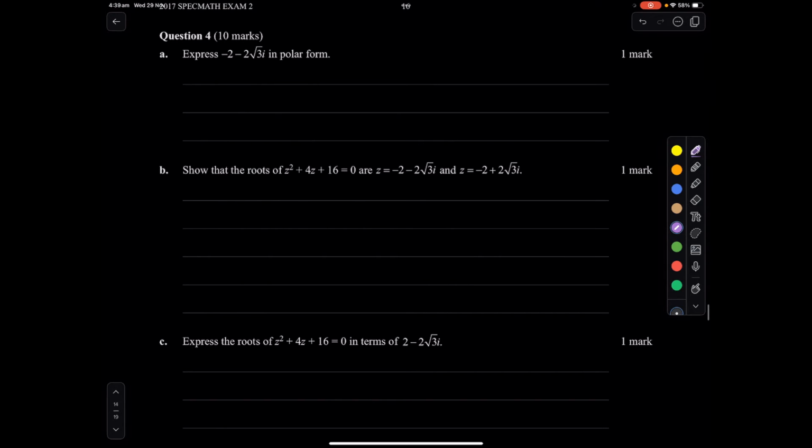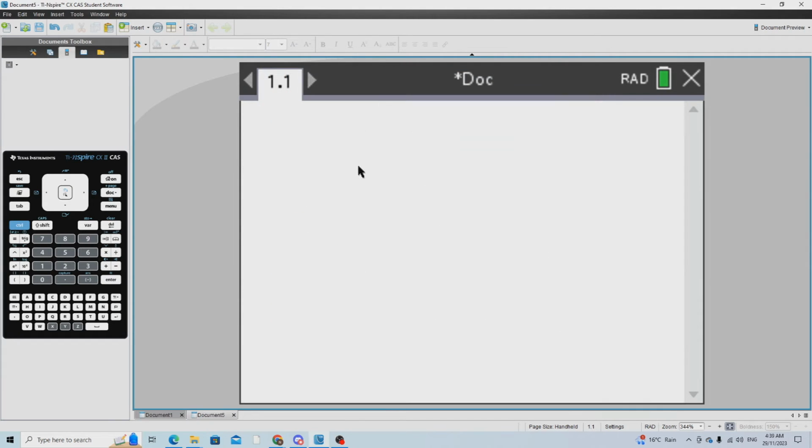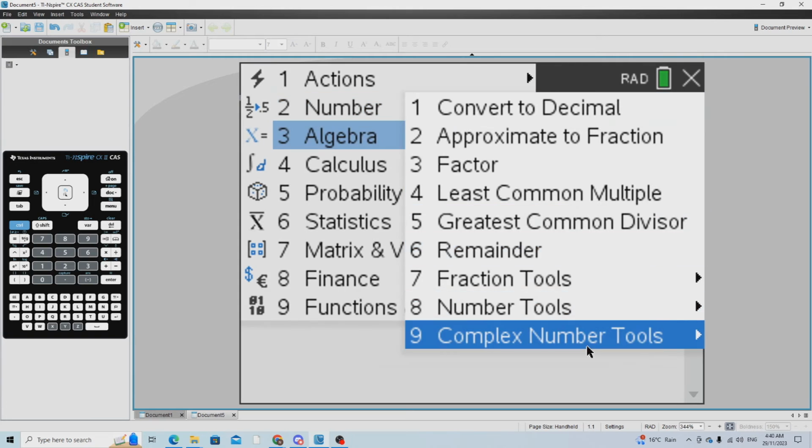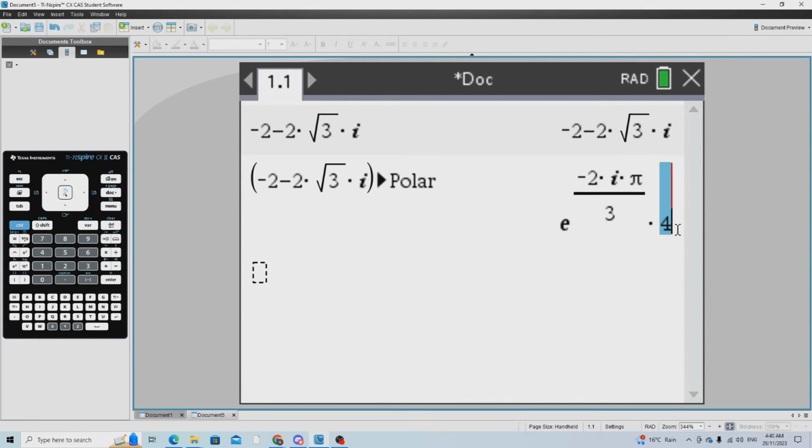That's it. Question 4. Express this in polar form. Look, I'm going to be honest, just doing your CAS calculator because it's only 1 mark. So I'm just going to control N this whole thing over here. And okay, so the way you would do it is first write the expression. So negative 2 minus 2 root 3 I. And we just want to go menu, number, complex number tools, and go to convert to polar, enter, and we get in polar. So this is your radius, the R value, and this is your angle. Just forget the I, just negative 2 pi on 3.